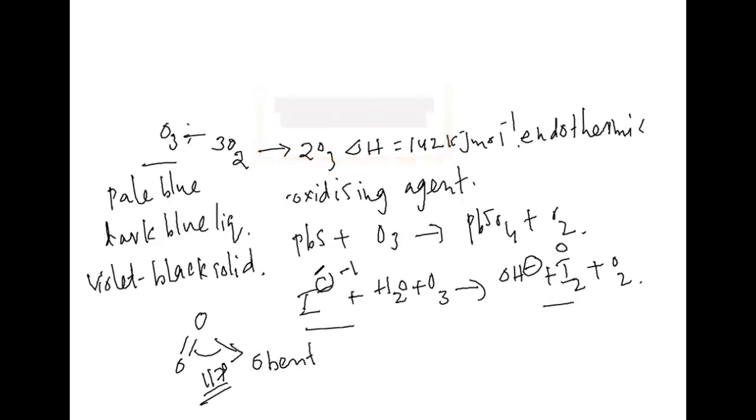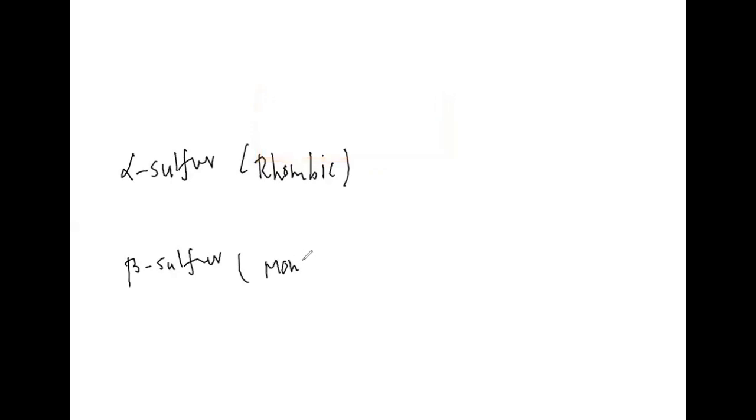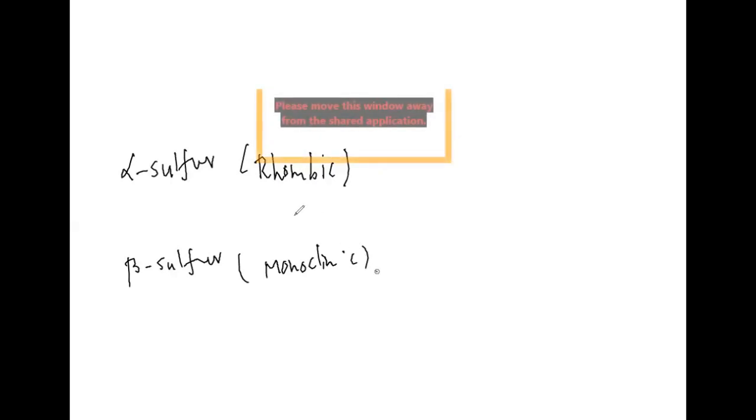Bent shaped molecule. Now come to the sulfur. Sulfur has two allotropic forms: alpha sulfur and beta sulfur. Alpha sulfur we also call rhombic sulfur, and beta sulfur we also call monoclinic sulfur.